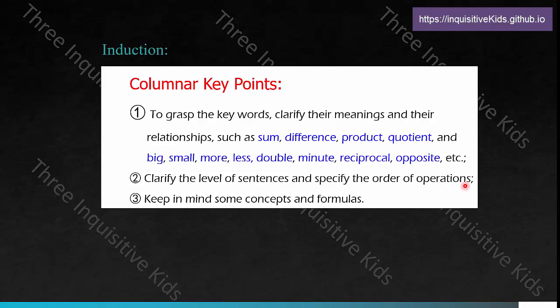2. Clarify the level of sentences and specify the order of operations. So if, say, there's a longer problem and it goes like, first there was this and then he did this, then they came over and did this, you've got to have a clear kind of animation in your head of what's going on in that problem, what the scenario is, and what you need to figure out. You have to clarify the level of the sentences, and you have to be able to identify the order of operations and the operations to use. 3. Keep in mind some concepts and formulas.